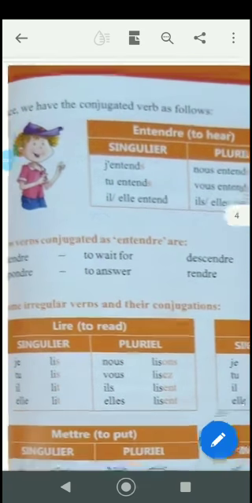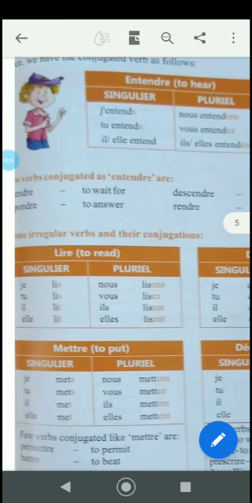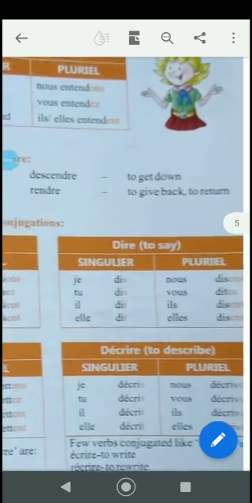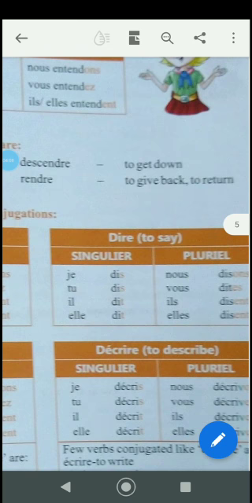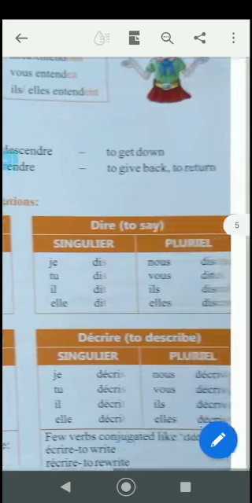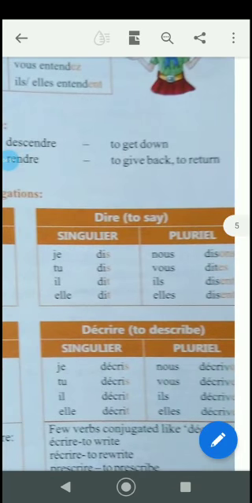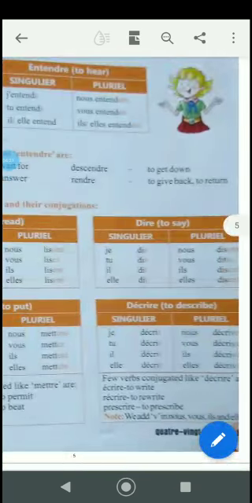Now some of the irregular verbs and their conjugation. Why irregular? As I told you, they are not following the pattern. We are not going to take out the RE and take the radical; instead, we directly conjugate it. So for lire: je lis, tu lis, il lit, elle lit, nous lisons, vous lisez, ils lisent, elles lisent. Next, dire: je dis, tu dis, il dit, elle dit, nous disons, vous dites. Ils disent, elles disent. Don't get confused: it is vous lisez, so for dire don't put vous disez. Got it? You have to be very careful about this.